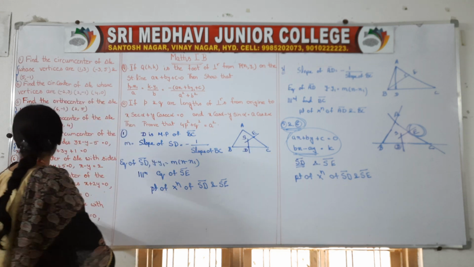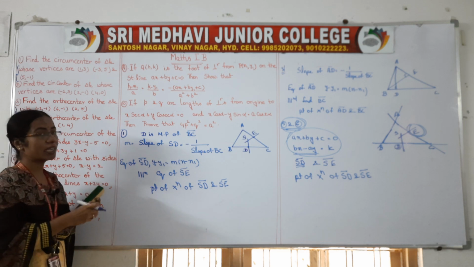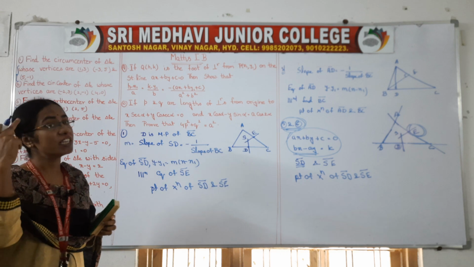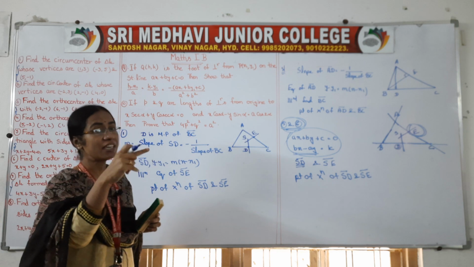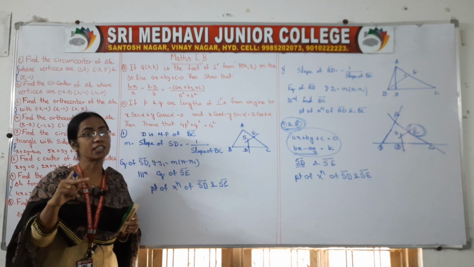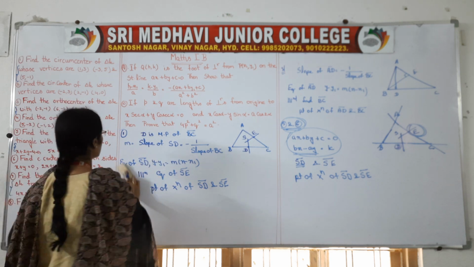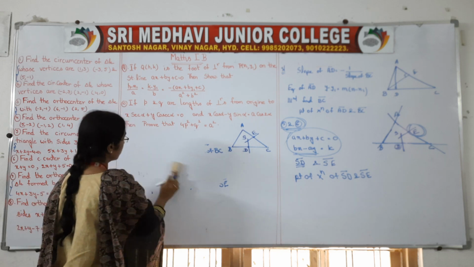Now come to your 7th and 8th questions. Observe: find the orthocenter of the triangle formed by these lines. So in the video, the heading will be finding the orthocenter when sides are given to you. That was finding the circumcenter when sides are given to you. Now, finding the orthocenter when sides are given to you. So how will we take the 7th and 8th questions?